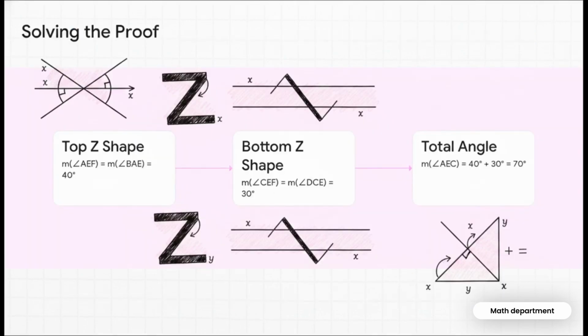Now, watch how this formal proof builds line by line. First, since AB is parallel to our new line EF, we can look at the top Z shape. The measure of angle AEF has to equal the 40 degrees of angle BAE because, you guessed it, they're alternating interior angles. We'll write that down. Second step, looking at the bottom half. Since CD is parallel to EF, the bottom Z shape tells us angle CEF equals the 30 degrees of angle DCE. Same exact reason. Finally, to find the entire middle angle AEC, we just add our two pieces together. 40 degrees plus 30 degrees gives us a final answer of exactly 70 degrees, step-by-step logic flawlessly executed.